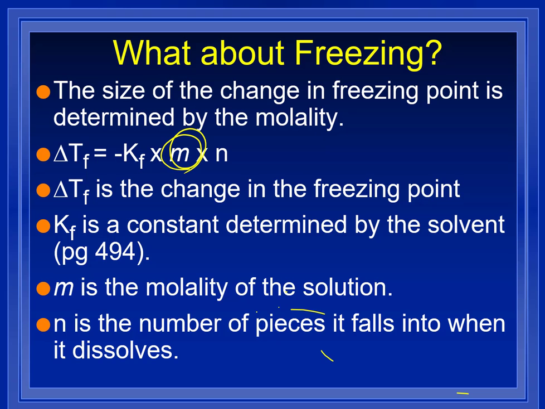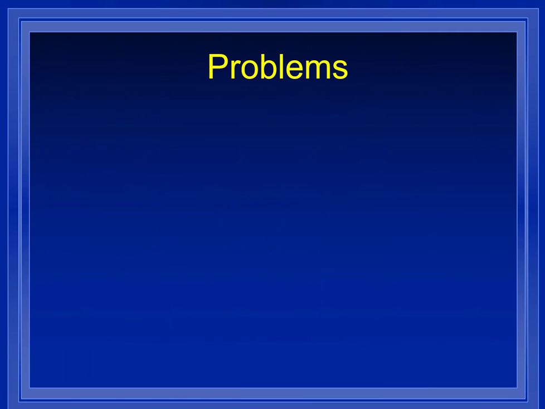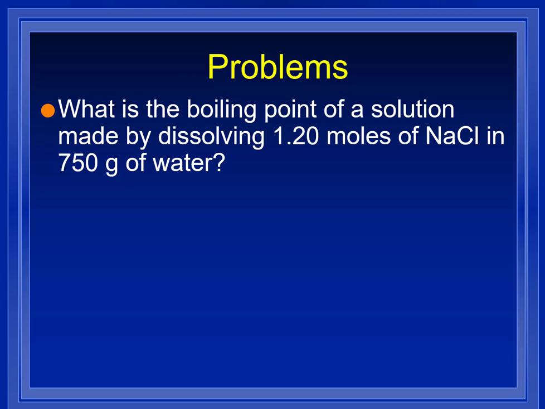Okay. So let me tell you about my problems. What is the boiling point of a solution made by dissolving 1.2 moles of NaCl in 750 grams of water?